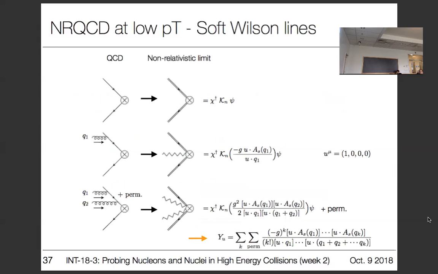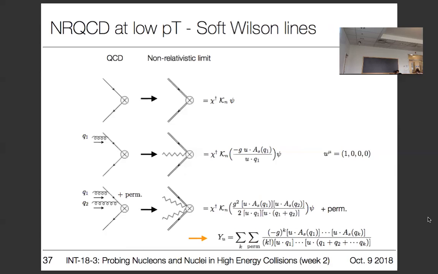How did we motivate the existence of these Wilson lines in the operators? We started with QCD for particular matrix elements. We take the non-relativistic limit and try to see what operators we get. If I don't include any gluons contracted to the heavy quark antiquark and take the non-relativistic limit, the only thing I get back is Schrodinger fields.